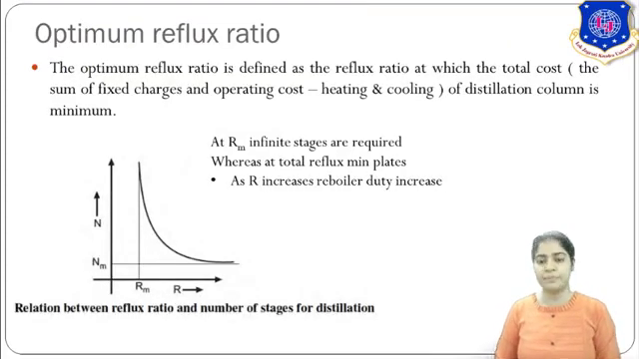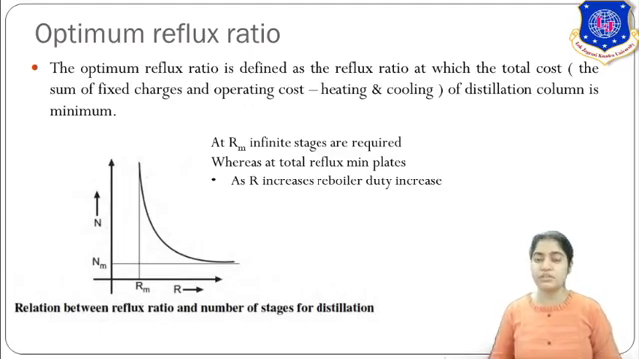Now talking about optimum reflux ratio. First of all, what is optimum reflux ratio? It is defined as the reflux ratio at which the total cost is minimum. Now your total cost is fixed cost plus operating cost. Fixed cost is your column. If the column diameter is more, then your fixed cost will increase. Then plates, those are included in your fixed cost.